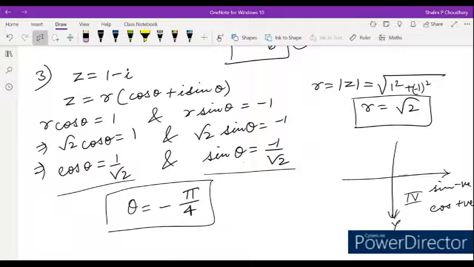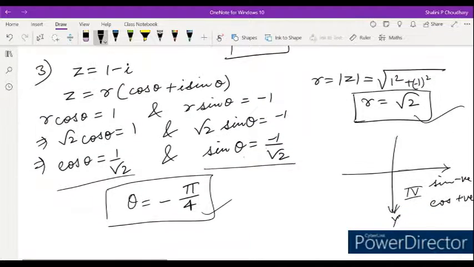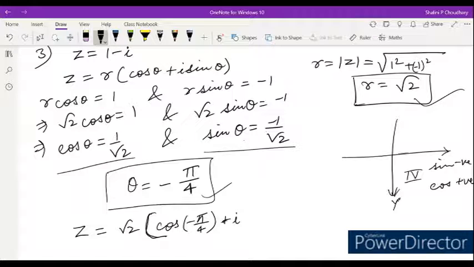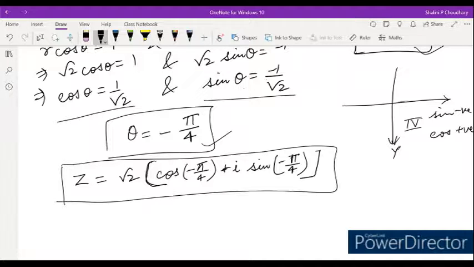And the value of r we found out, right? The value of r is this one. Okay, so now next question. Here we have to convert this into polar form. Okay, so how we'll write here, z will be equal to r cos theta. Okay, so r is square root of 2 and cos minus pi/4 plus I sin minus pi/4. Okay, this is the value of z in polar form.